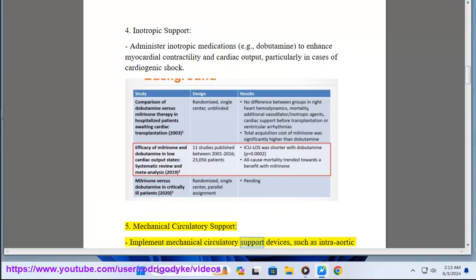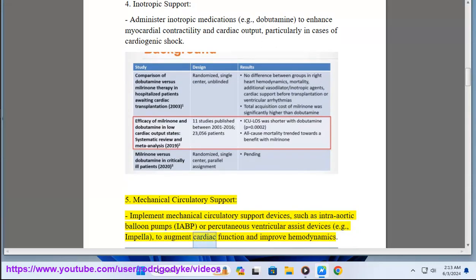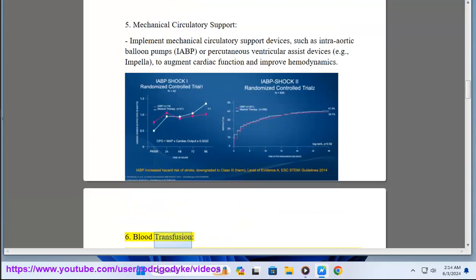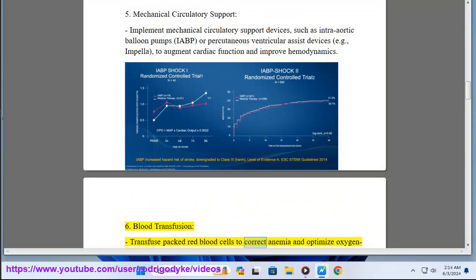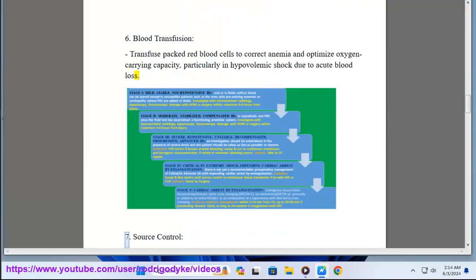5. Mechanical circulatory support. Implement mechanical circulatory support devices, such as intra-aortic balloon pumps, IABP, or percutaneous ventricular assist devices, for example Impella, to augment cardiac function and improve hemodynamics. 6. Blood transfusion. Transfuse packed red blood cells to correct anemia and optimize oxygen carrying capacity, particularly in hypovolemic shock due to acute blood loss.